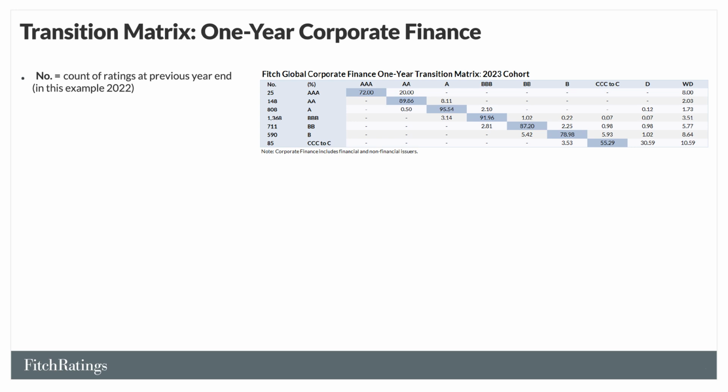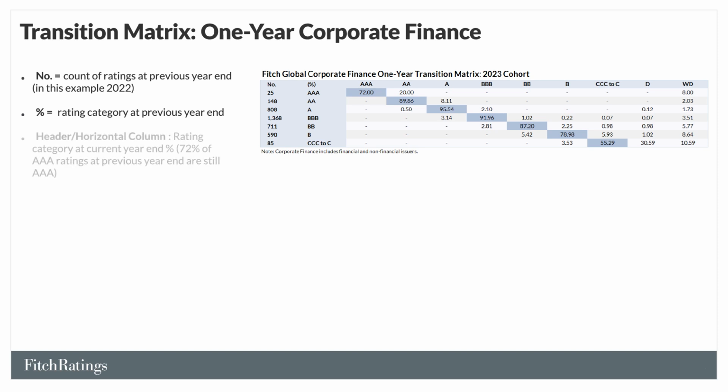Transition rates measure rating changes from the start to the end of the period. One-year transition rates are calculated by comparing entity ratings year on year. Entities rated in multiple years appear in each transition matrix. The header or horizontal column shows the rating category at the end of the current year as a percentage. For example, in 2022, 72% of the AAA ratings at the previous year end are still AAA. The stability of each rating is shown as a percentage diagonally across the matrix.